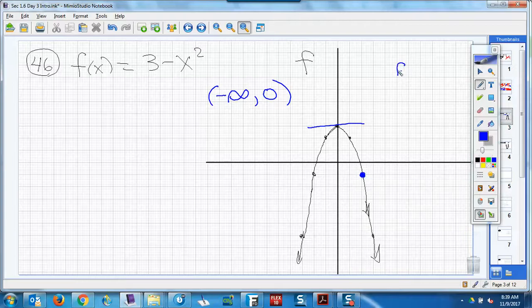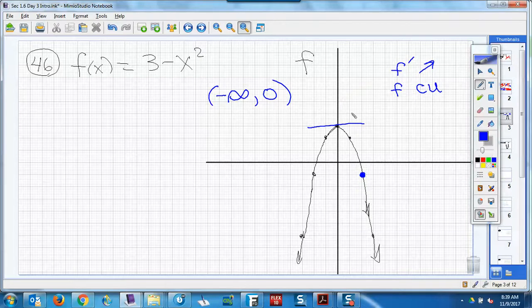F prime increasing means f is, okay, now by Monday we want to be able to shout that out in half a second, right? If f prime is increasing, f is concave up. Look at your chart, study your chart. F prime increasing means f is concave up. Is f concave up here? No.